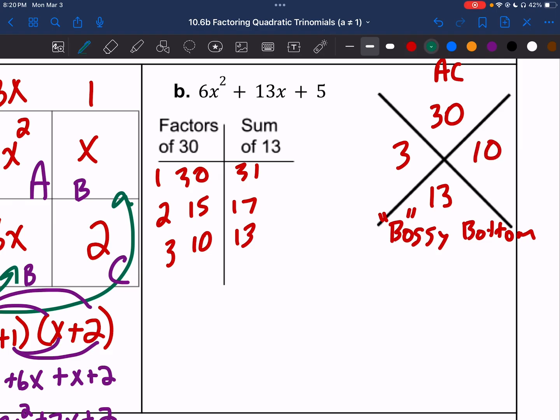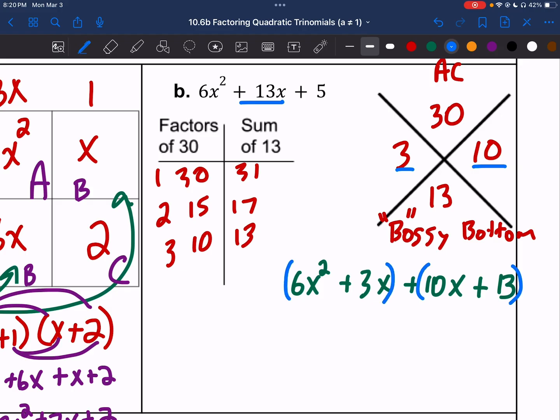So now what we do with this method is we go to our factoring by grouping. So we have 6x squared plus 3x plus 10x plus 13. All I've done is take 3 and 10, and we're rewriting our b value as 3 plus 10 instead of 13. Instead of combining like terms, we're uncombining like terms. So if you remember factoring by grouping, we put our parentheses around the first two terms and the second two terms. In the first two, we've got a 6x squared and a 3x. Common factor is a 3x. And I'm left with 2x plus 1.